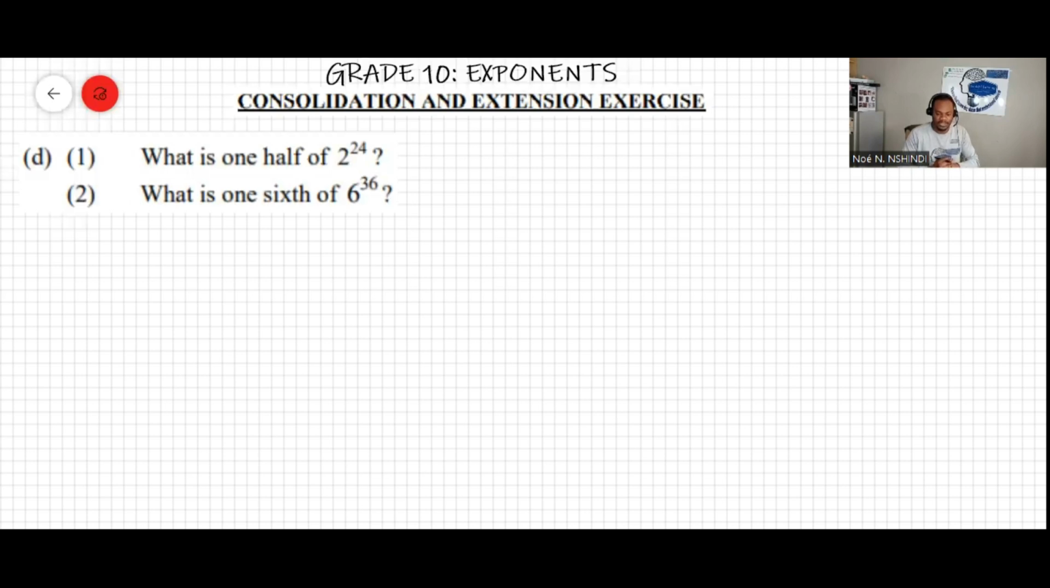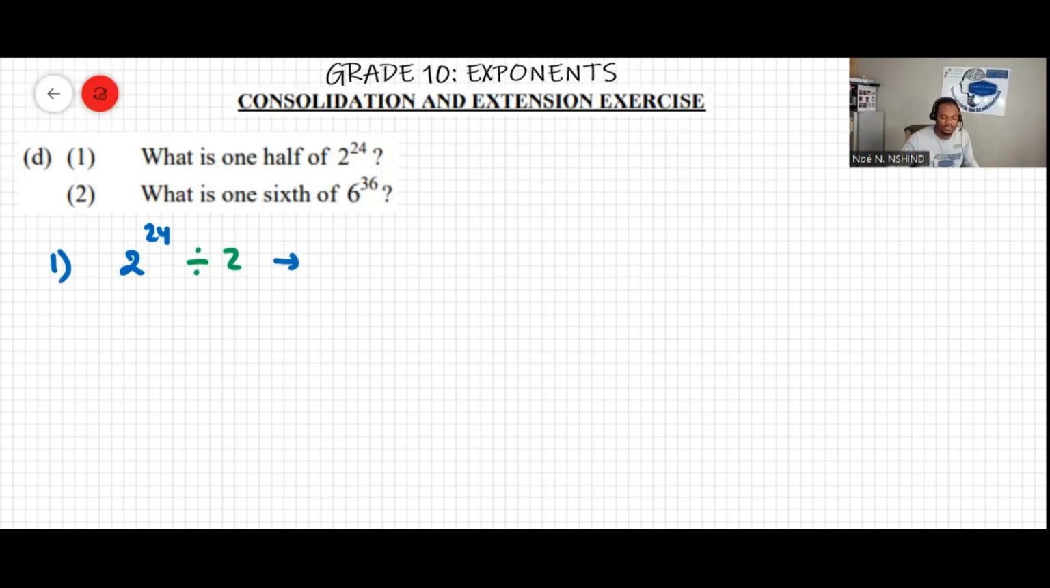Well, we have another question here, question D. That is, what is 1/2 of 2 to the power of 24? Question D1. We're looking for 1/2 of 2 to the power of 24. Let me write here 2 to the power of 24. Half of it means this divided by 2, or just make it over 2. Okay, I'll go for divide by 2. Divide by 2 and over 2 is the same thing.